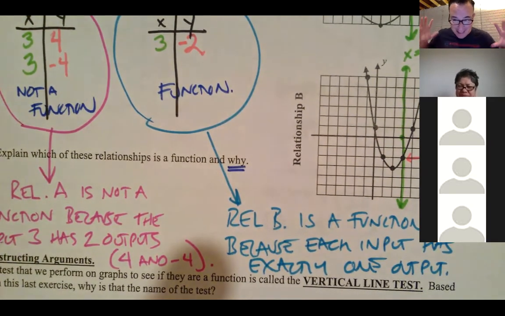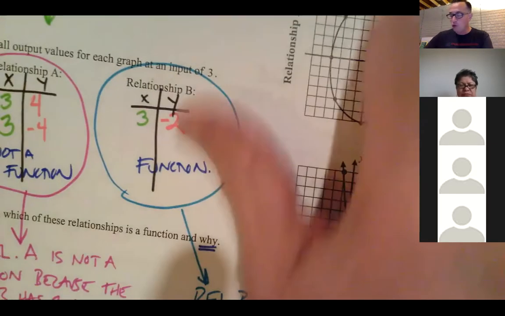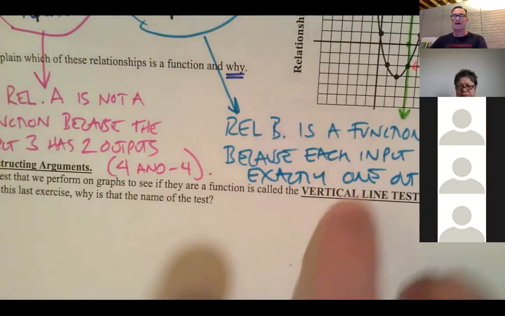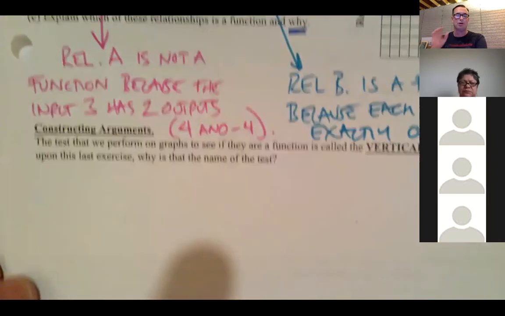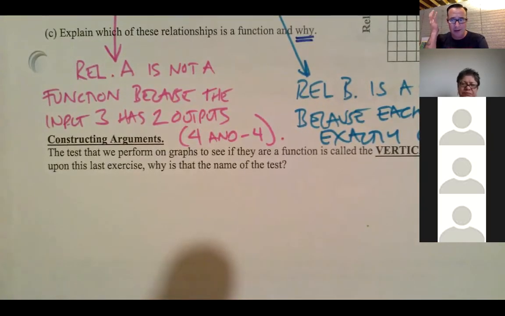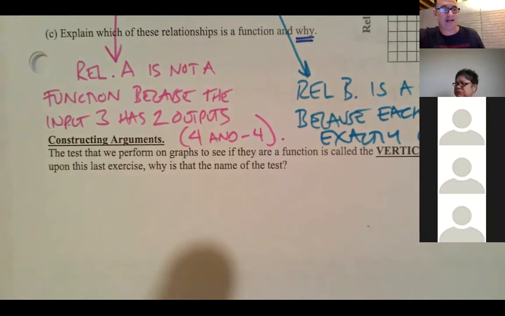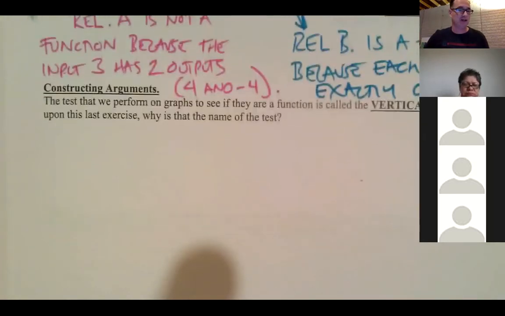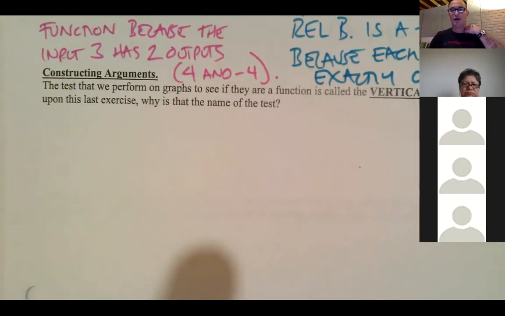Okay. Last part. This is the test for graphs. And this whole rule that we have here kind of helps us to sort of go through this. It was called the vertical line test. Now, how many of you guys remember from back in Algebra 1, the vertical line test? If you remember that, type yes. If you don't, you can type no. It's totally fine. I know it was taught to you.